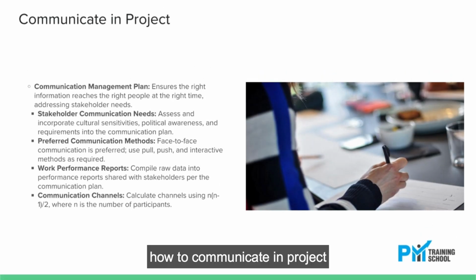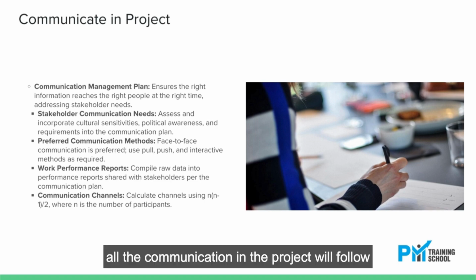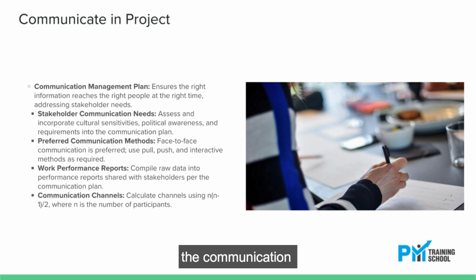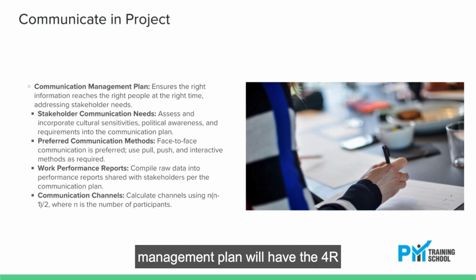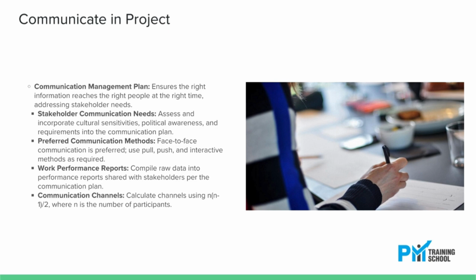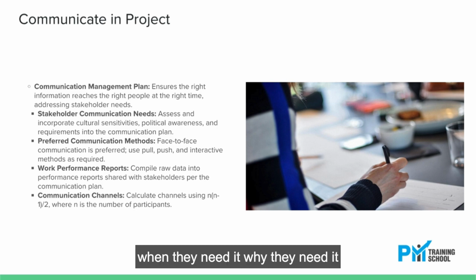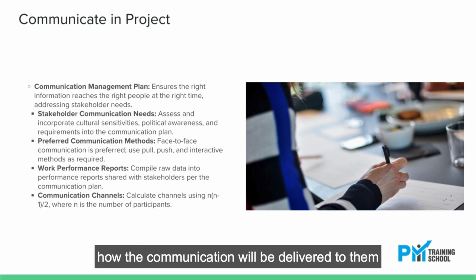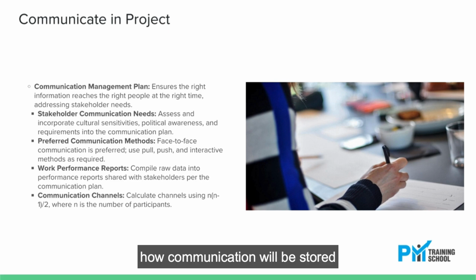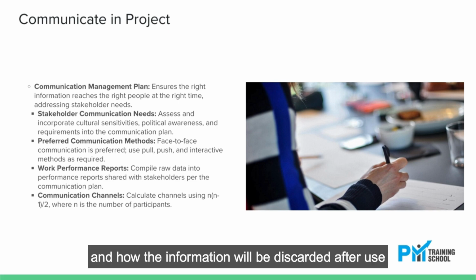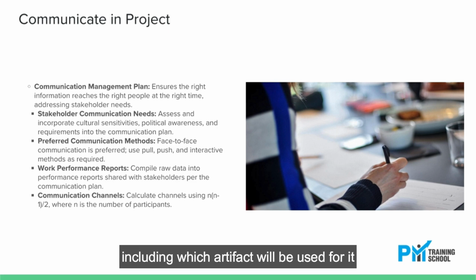How to communicate in project. All the communication in the project will follow the communication management plan. The communication management plan will have the 4R of communication: right information, right time, right people to have the right impact. It basically covers who needs information, when they need it, why they need it, how the communication will be delivered to them, how communication will be stored, and how the information will be discarded after use, including which artifact will be used for it.